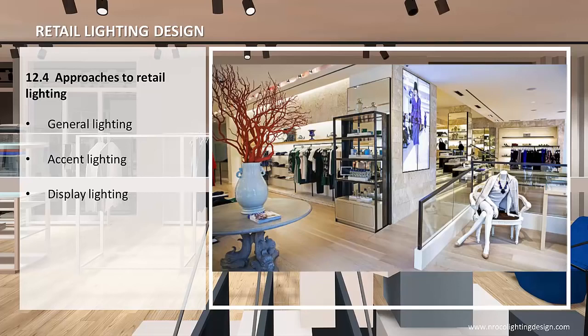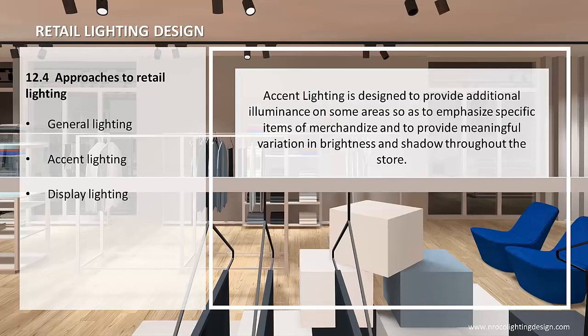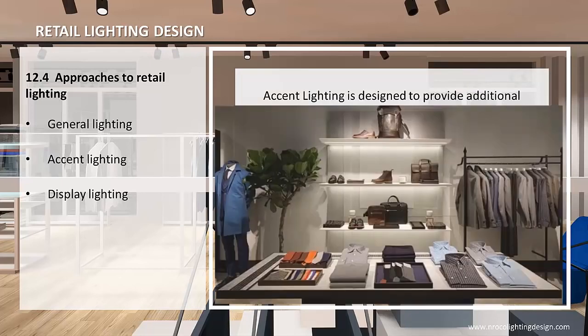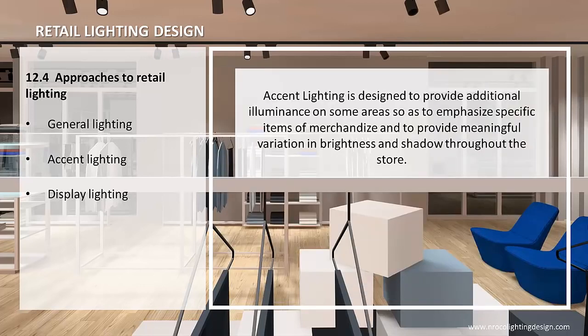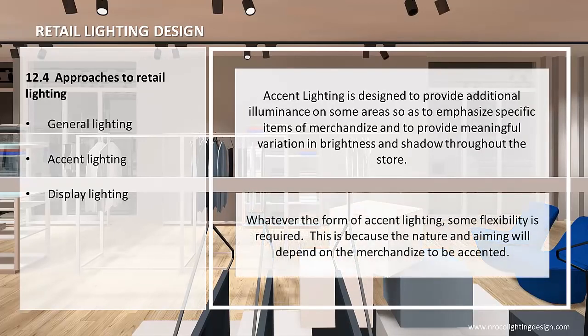For large area wall displays, wall washing luminaires fitted with fluorescent lamps are used. For gondola displays, the lighting can be built into the gondolas. For small area accent lighting, aimable spotlights attached to the power track should be used. Whatever the form of accent lighting, some flexibility is required. This is because the nature and aiming of accent lighting will depend on the merchandise to be accented. As the nature and layout of the merchandise changes, the accent lighting will need to change as well.